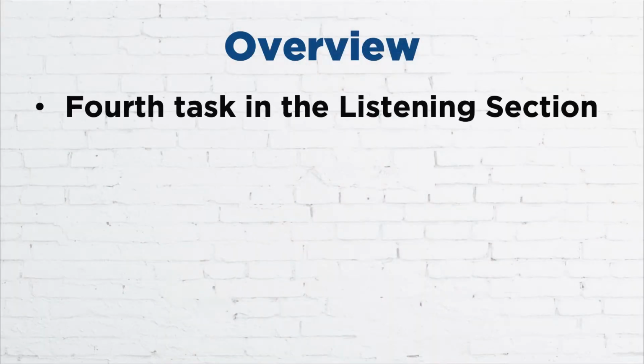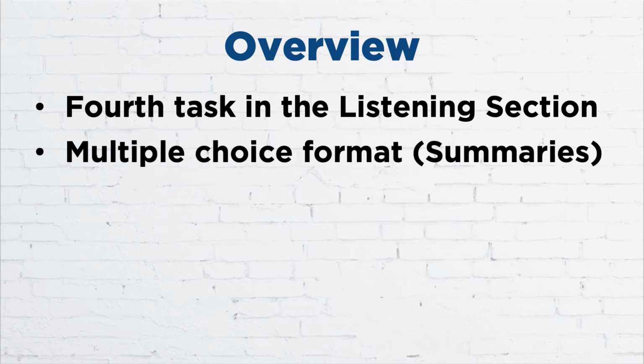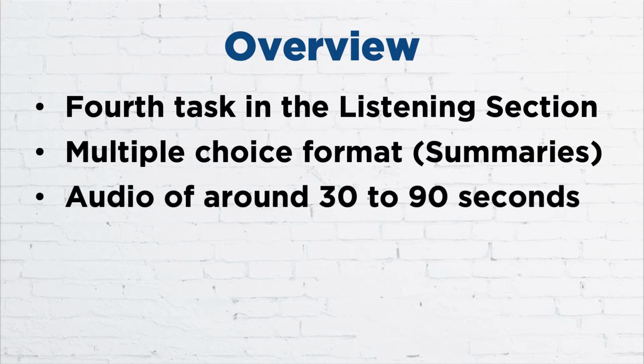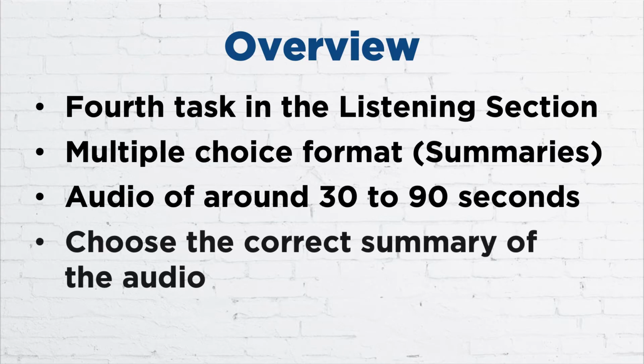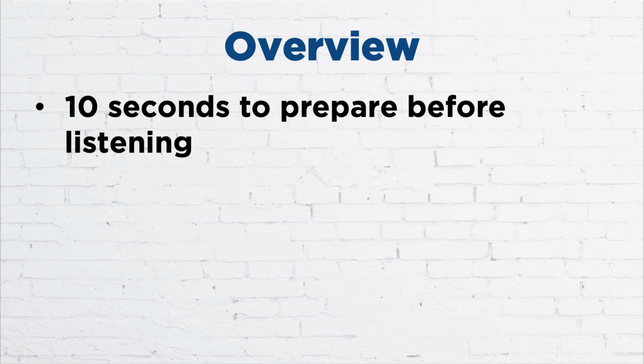This is the fourth task in the listening section, right in the middle, and you will see a screen with several multiple choice options. These will be summaries of what you're going to listen to. You'll hear an audio lasting anywhere from 30 to 90 seconds, and you will need to choose the answer that correctly summarizes the audio that you hear. You'll have 10 seconds to prepare before listening, which is when you should scan your answer options for keywords. We'll go over these strategies and tips in our in-depth lesson.